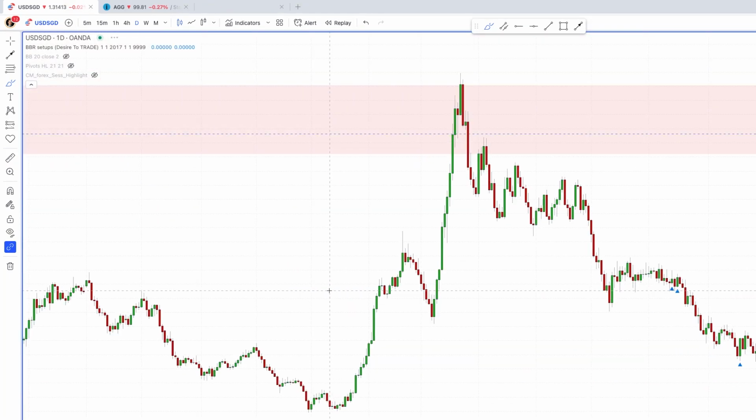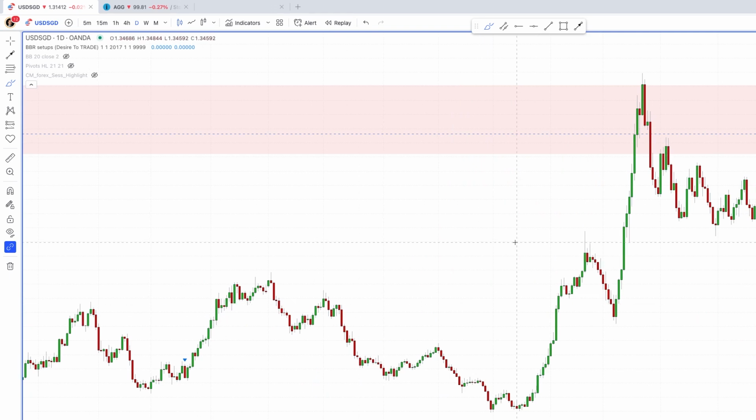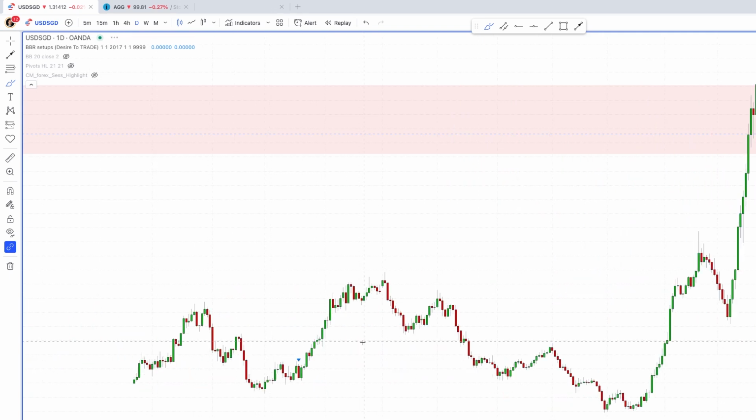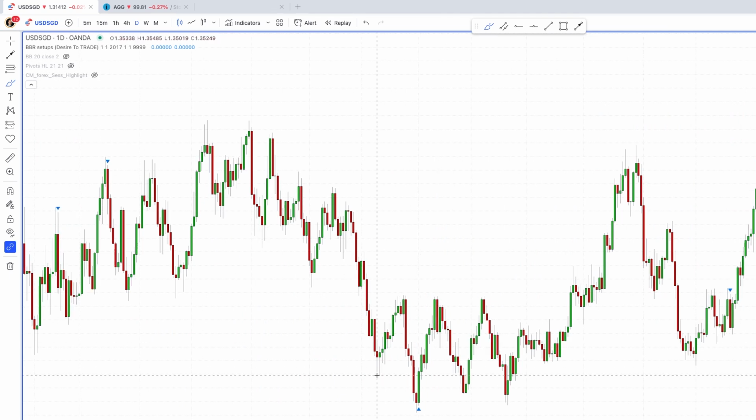We don't have too much choppiness around this. Some consolidations, which I like a lot. Some trends. That's a pair to me that's quite clear. Okay, so that's a pair I would like to trade.